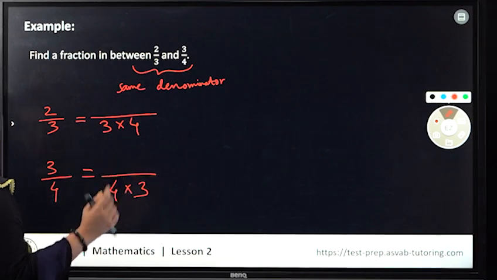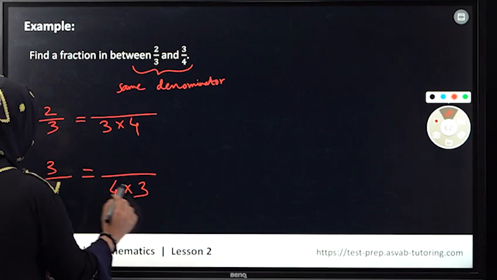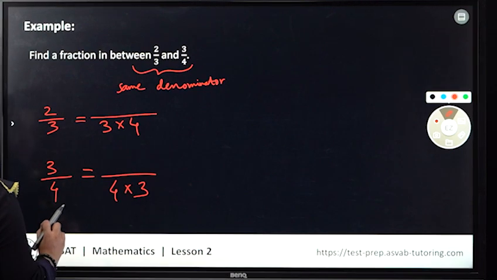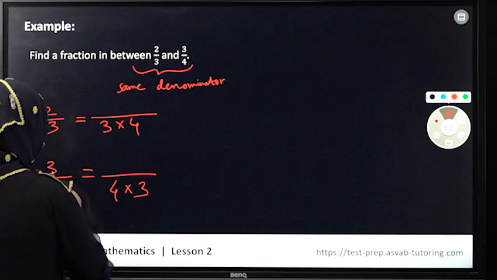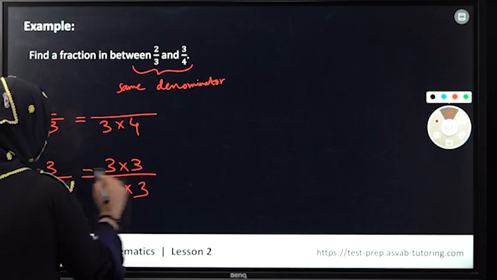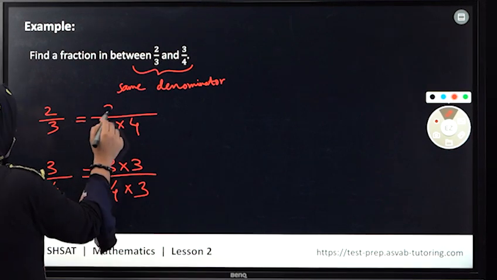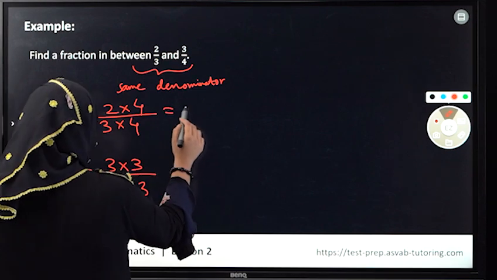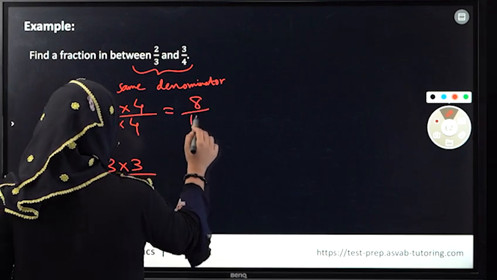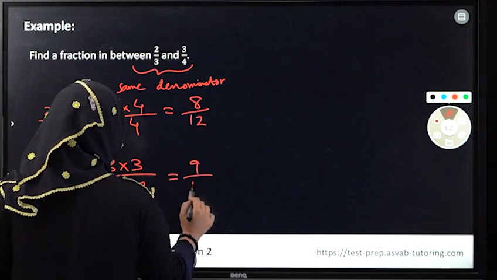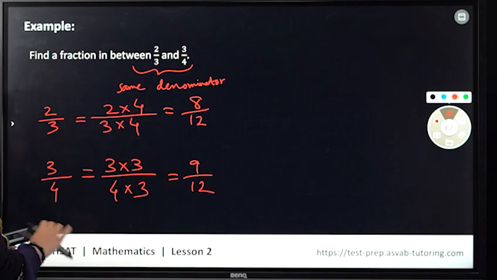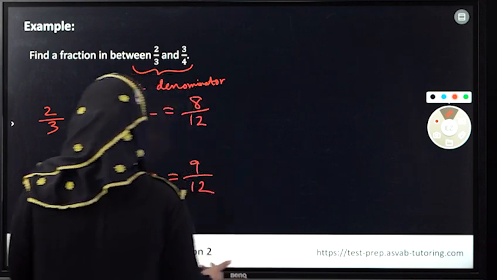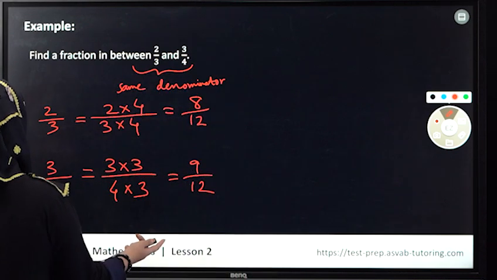So that's the strategy. Now, because we have brought out a new multiplication sign here, we have written times 3 here, which means that the numerator will also have a times 3. This also means that this numerator will have a times 4. Now, this makes us 8 over 12, and this gives us 9 over 12, right?